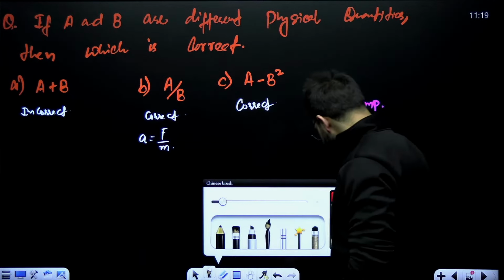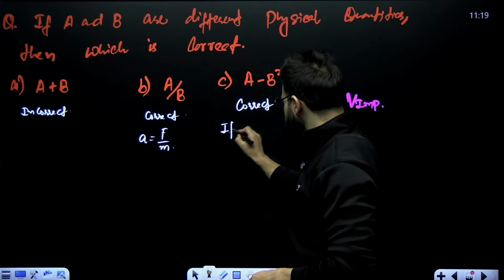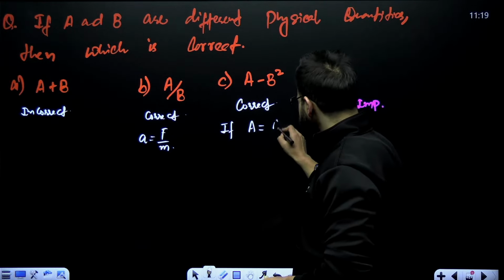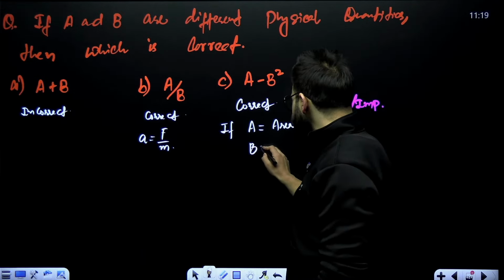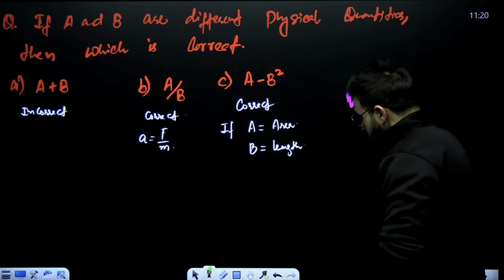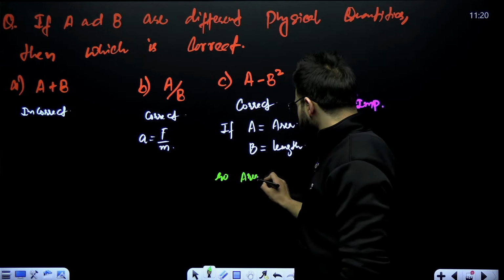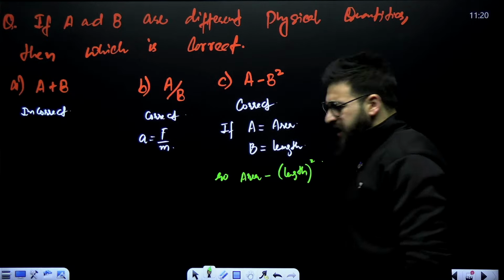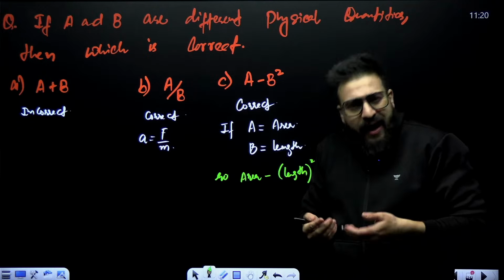Let me show you why. See, guys, you have to solve it. Let's suppose we assume A is equal to area. Let's consider this physical quantity as area, and B is equal to length. Now tell me, guys, this would be area minus length square. Length into length, I guess that is also area.